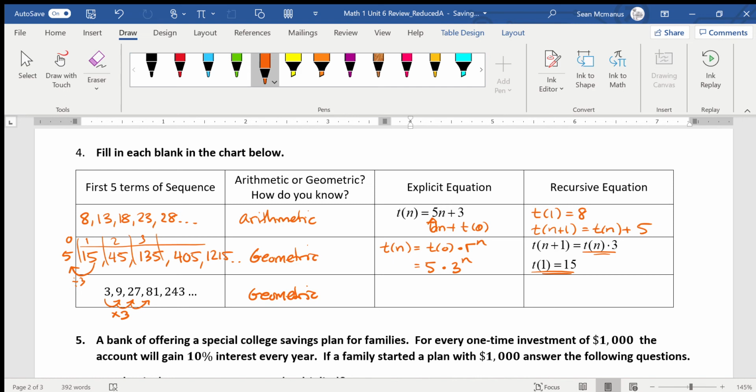Explicit equation. I see the explicit equation right here. I need t of 0. So that would be the number that comes before the 3. So if I'm multiplying by 3 to the right, I divide by 3 this way. 3 divided by 3 is 1. So it would be 1 times multiplying by 3 to the n.